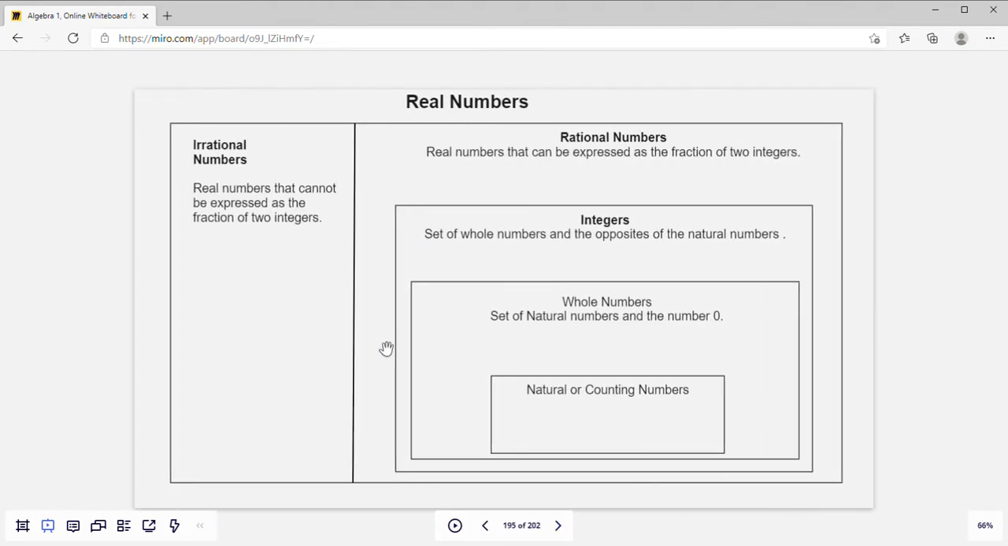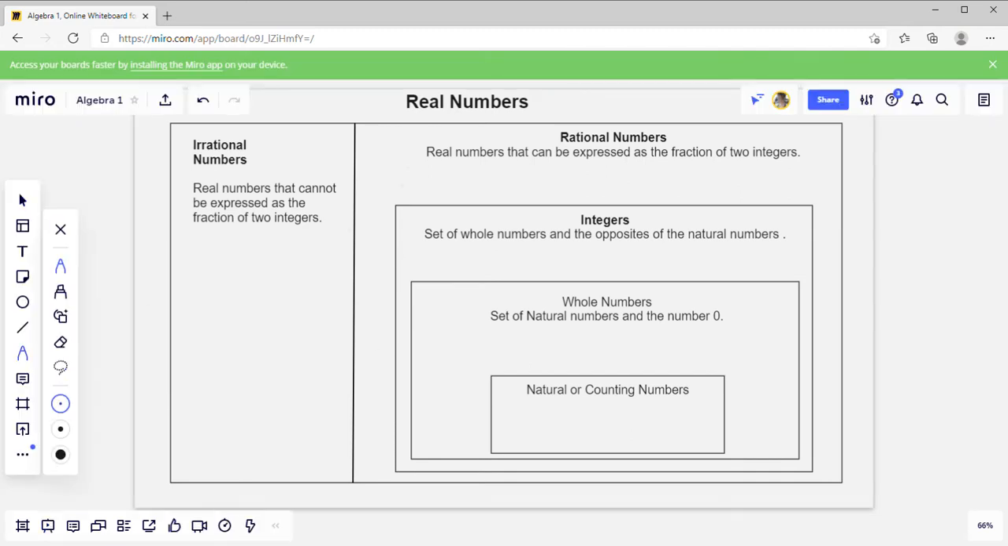Okay, so here we have this diagram of the different sets of numbers. In this big box that holds all these numbers are the real numbers. Real numbers are all your numbers that are not imaginary numbers, and we'll learn imaginary numbers in Algebra 2. So in the set of real numbers, we have either irrational numbers or rational numbers.